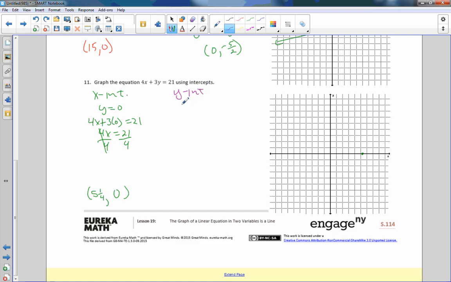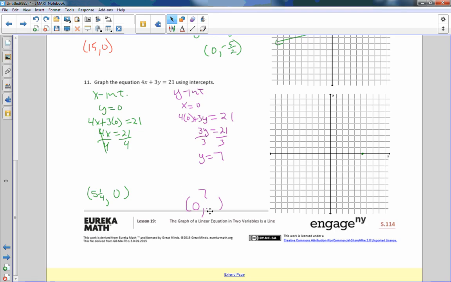And when I'm looking for the y-intercept, that means my x has to be 0. So I'm going to have 0 in my x point, and I have to find my y. So if x equals 0, I have 4 times 0 plus 3 times y equals 21. The 0 times 4 is 0, leaving me with 3y equals 21, and I divide by 3, and I get y to equal 7. So I put 7 there, and that looks like 0.7, so let's move it over so it doesn't look like a decimal. There we go, 0, 7.